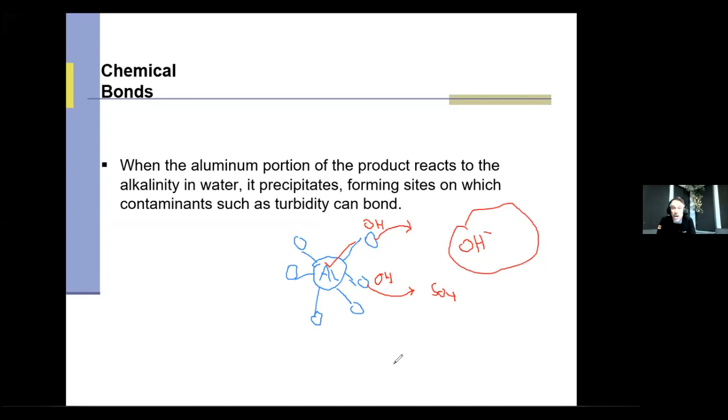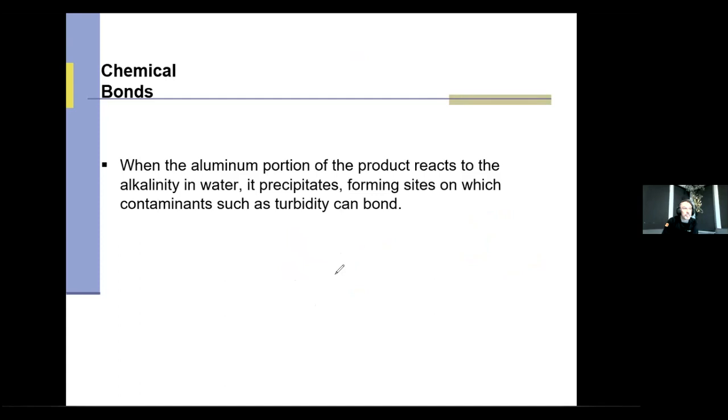It's like buying a great, fancy, brand new sports car, but it has no gas in it, and it's not going to go anywhere. So think of alkalinity as the gas that makes the car go. If we don't have enough gas, you can have the nicest car in the world, but if you have no gas, it isn't going to work. Same idea here. So we have to make sure that in order for this aluminum portion to work, all 6 of those arms have to be full.